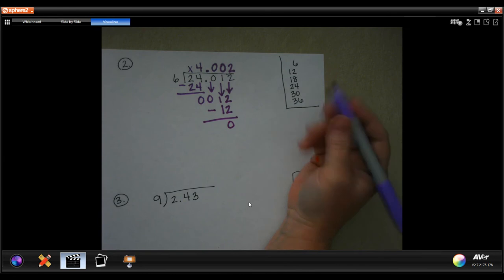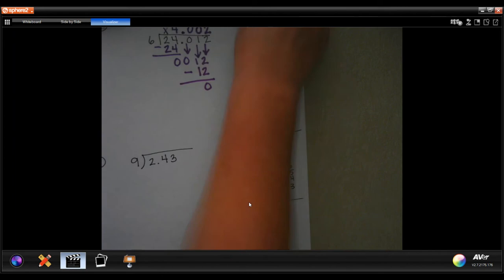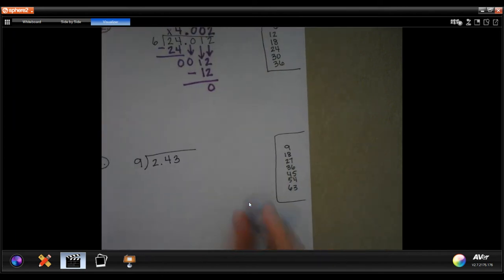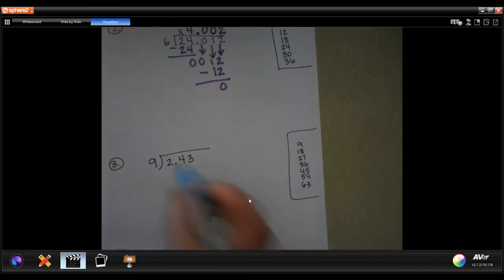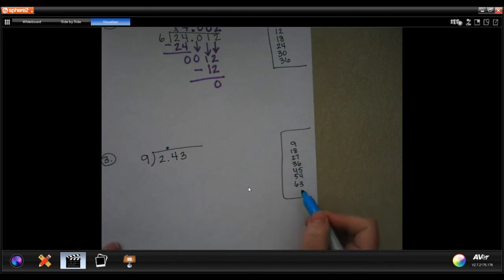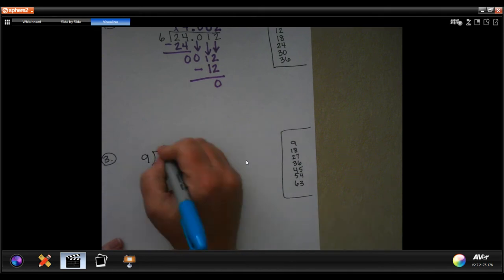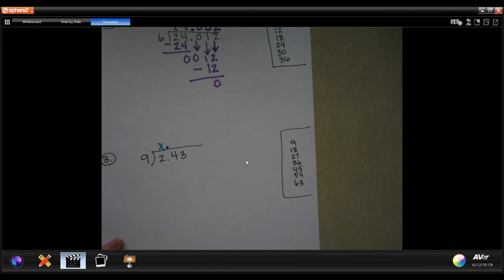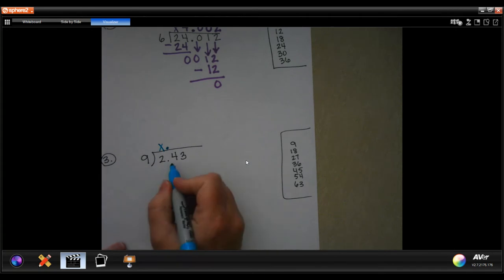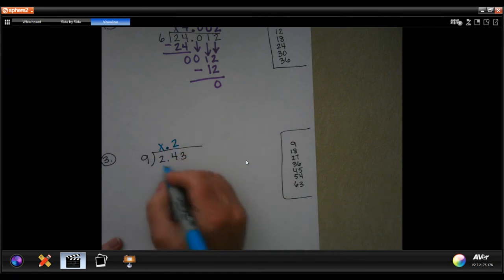I did the same thing here with number 3. I'm going to take that decimal and move it straight up there. I wrote down my 9s over here, some of them. I will go further if I need to, but I hope not. Now, I know that 9 is not going to go into 2. Placeholder. 9 will go into 24 2 times.